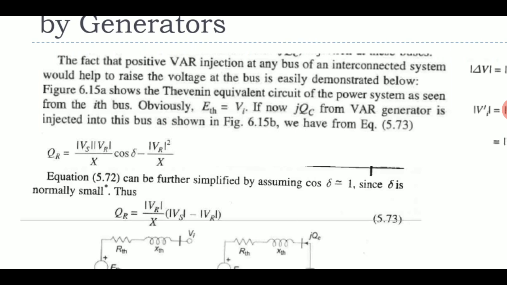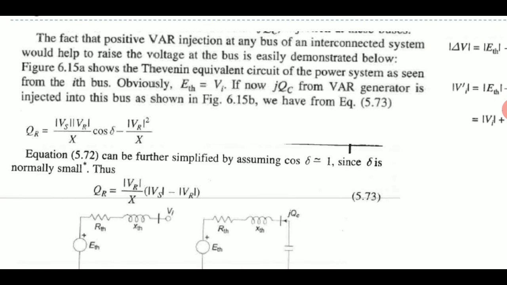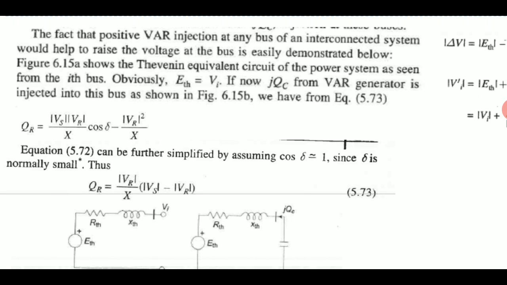QR equals Vs Vr by X cos delta minus Vr square by X. Vs and Vr are the sending end voltage and receiving end voltage. This equation can be further simplified by taking cos delta equal to 1. If we take cos delta equal to 1, the equation is simplified like this: QR is nothing but Vr by X into (Vs minus Vr).